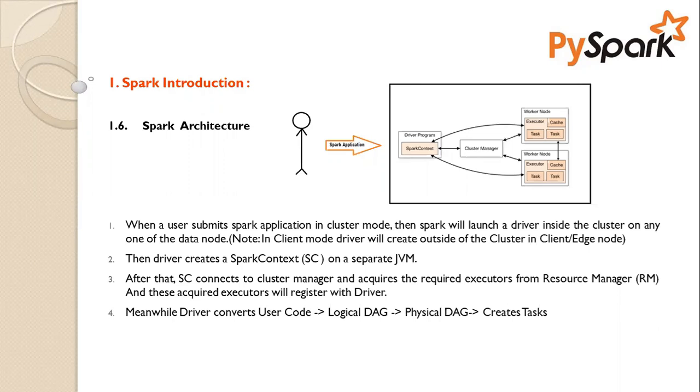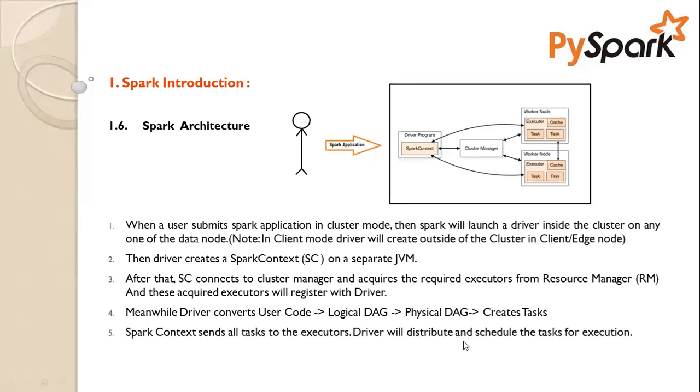Driver will create a task. That is a simple step, right? And the fifth step: as and when the driver creates the tasks, the Spark context sends all the tasks to the executors, right? Then what will the driver do? The driver will distribute all the tasks and schedule the tasks for execution on the executors, right? This is the fifth step.